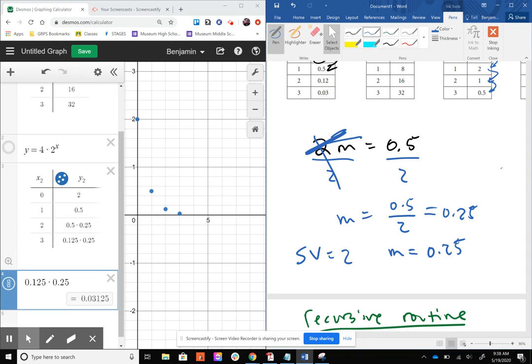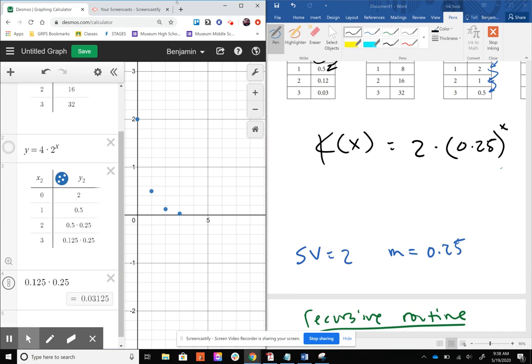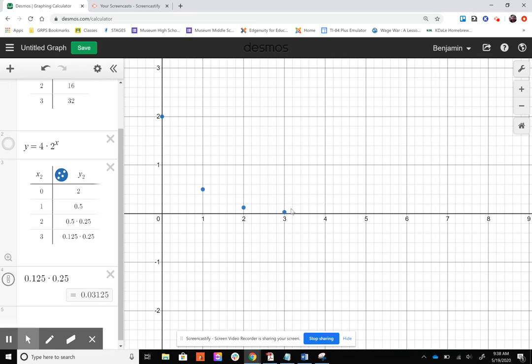So I can write an exponential function. Let's get rid of some of this math. And I can write y, well, let's call this one k of x is equal to starting value times 0.25 to the x power. And this will help us find any other value. And if we go back to Desmos and we put that function into there, we should see it coincide with all of our data points.